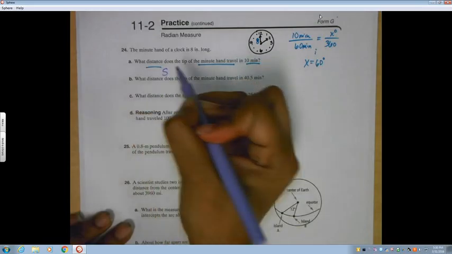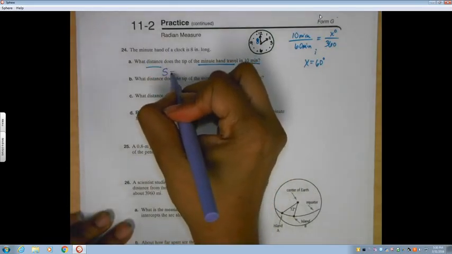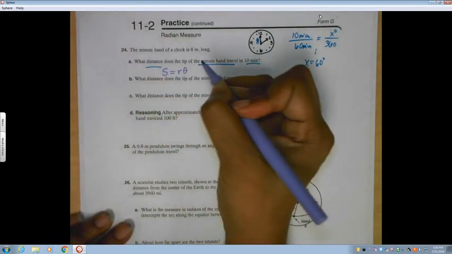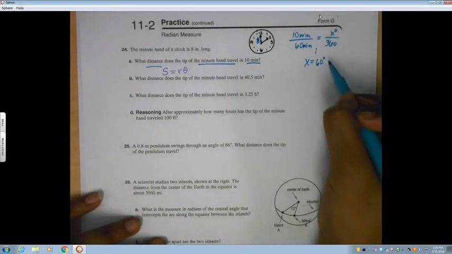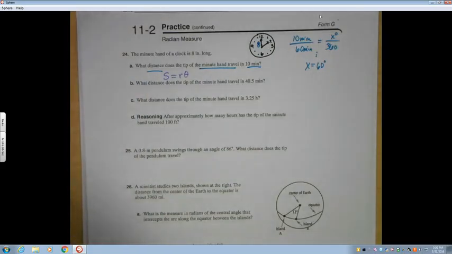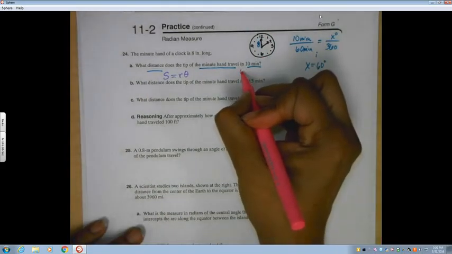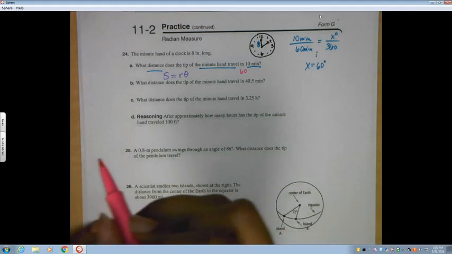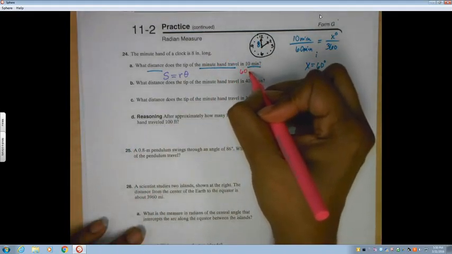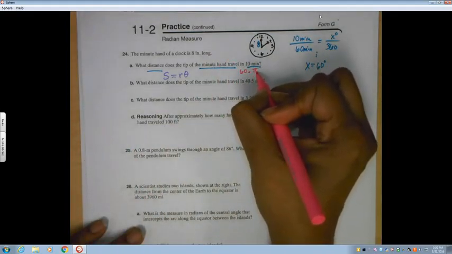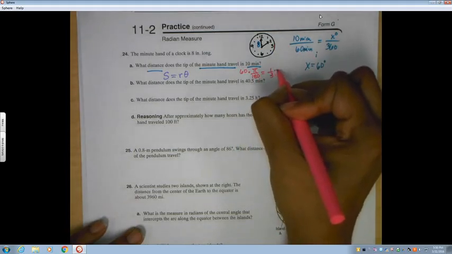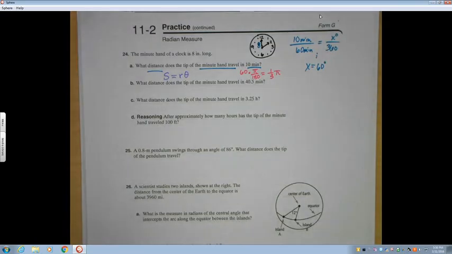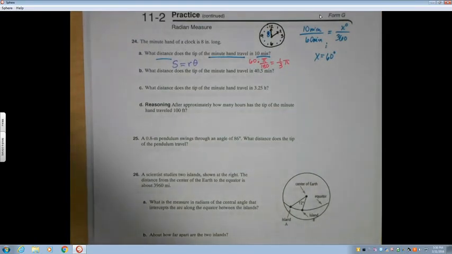And then I want to know what measures that in radians, because to find the distance traveled means I'm going to find the arc length, and that formula equals the radius times theta, and theta has to be in terms of radians. So I'm taking the 60 degrees and converting it to radians. That takes the degrees multiplied by pi over 180, which reduces to 1/3 pi. So I know the radius is 8, and now my radians is 1/3 pi.